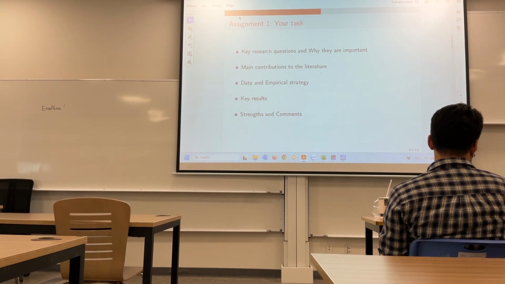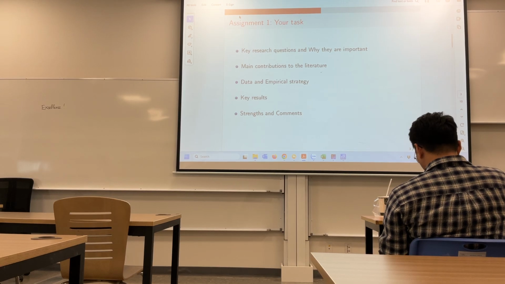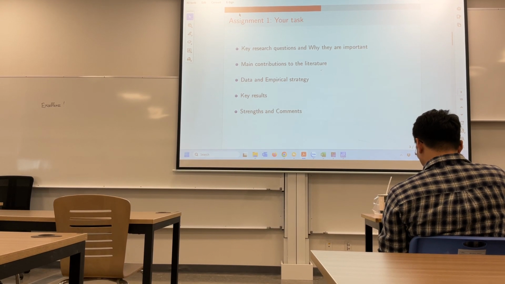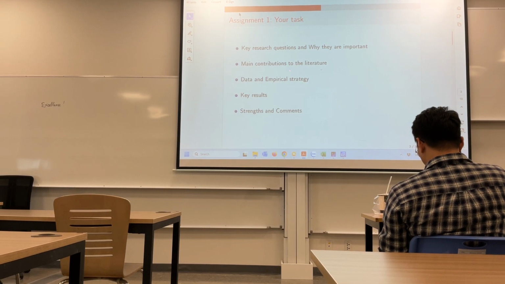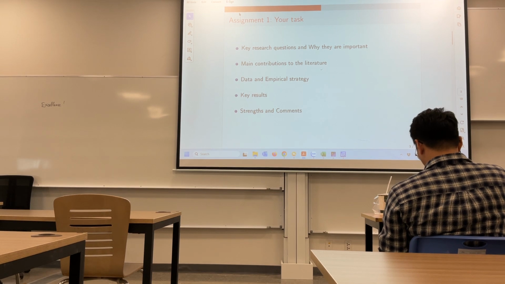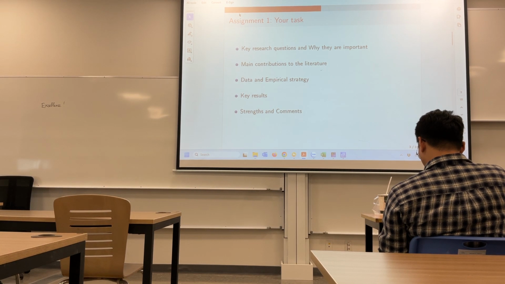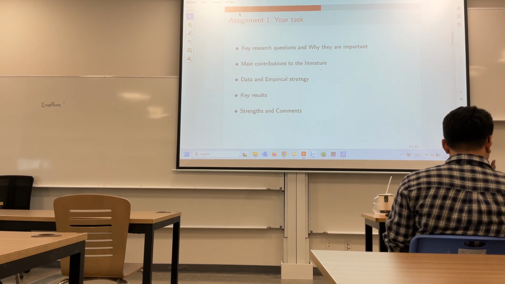And then the next slide we talk about the main contribution to the literature. So what are the contributions of the paper to the literature? And then we talk about data and methodology. All these papers use experiments, so we describe a little bit about the survey experiment, or the methodology used to answer the question. And then you present the key results.